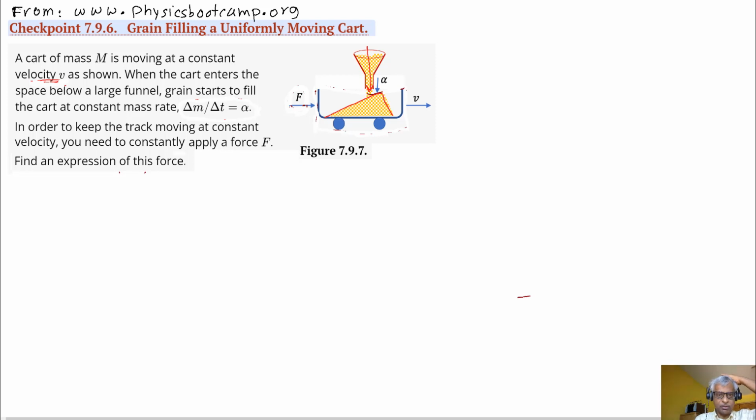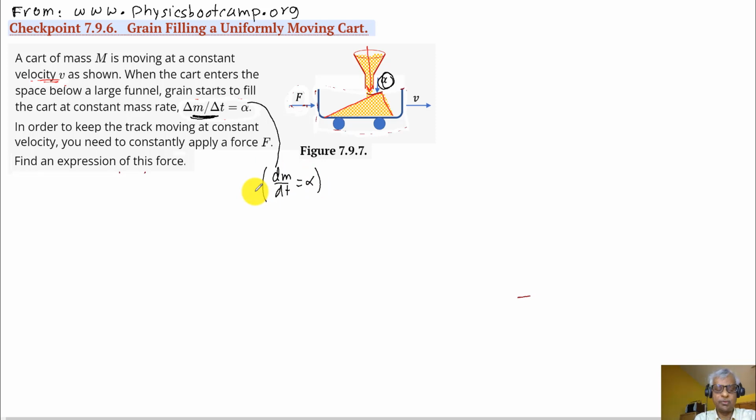So in this problem, we have a cart that's moving at constant velocity, and it enters a place where a grain hopper, this funnel, is dumping grain at a constant rate. So this is also constant. So this is some rate at which grain is dumped, and this rate is given in terms of how much mass is being added to this cart per unit time. We will think of this as dm/dt equals alpha.